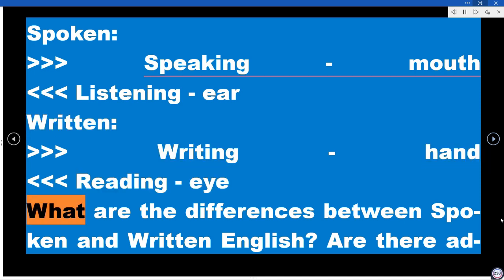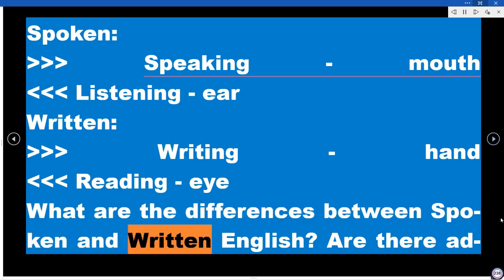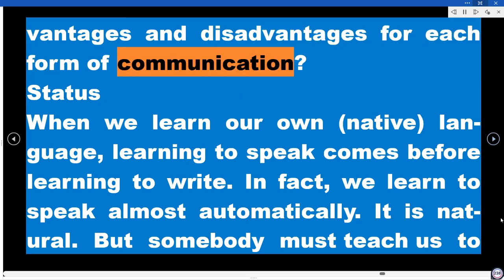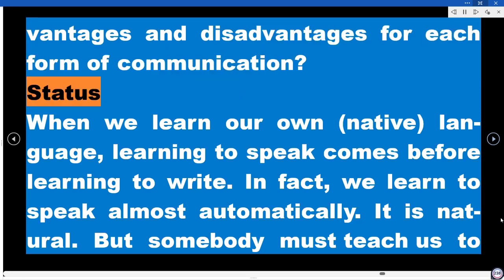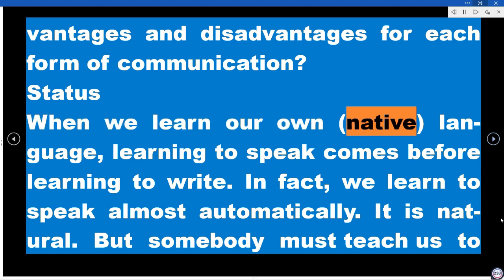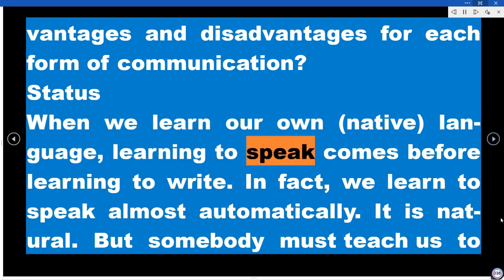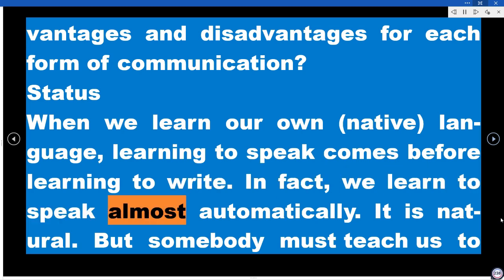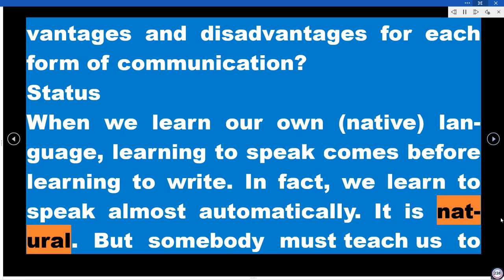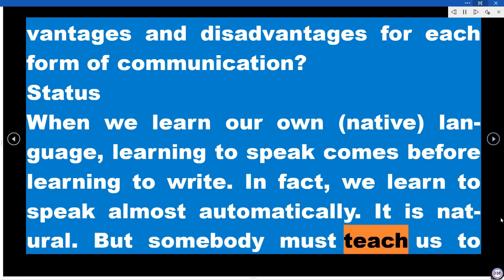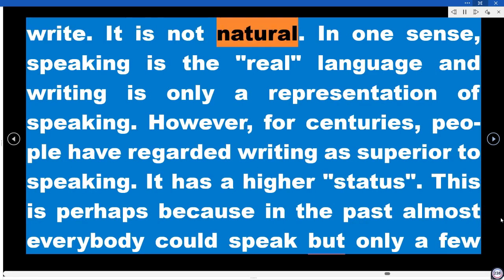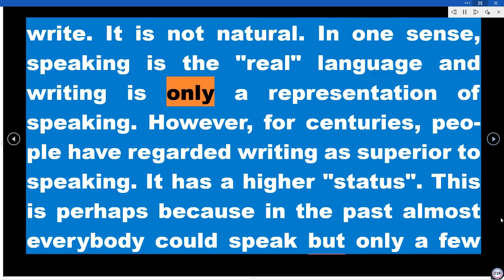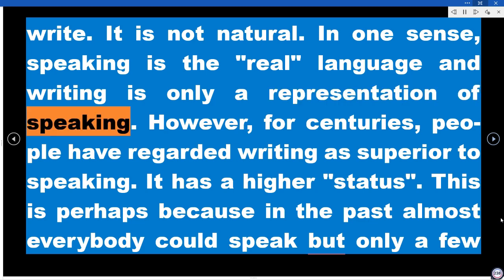Reading, eye. What are the differences between spoken and written English? Are there advantages and disadvantages for each form of communication? Status. When we learn our own native language, learning to speak comes before learning to write. In fact, we learn to speak almost automatically. It is natural. But somebody must teach us to write. It is not natural. In one sense, speaking is the real language and writing is only a representation of speaking.